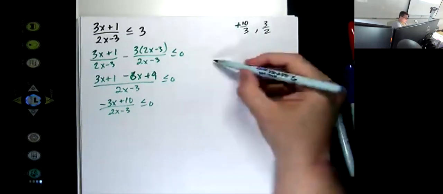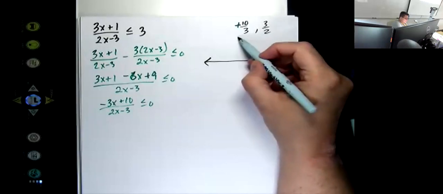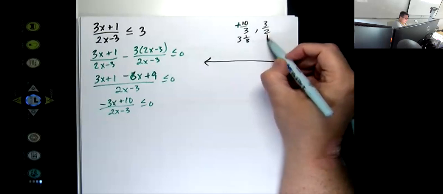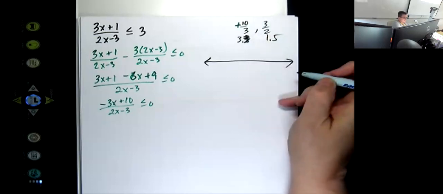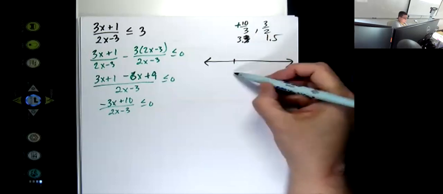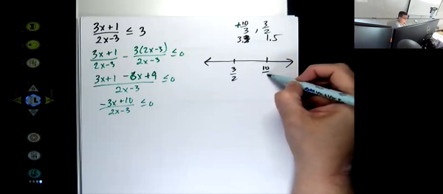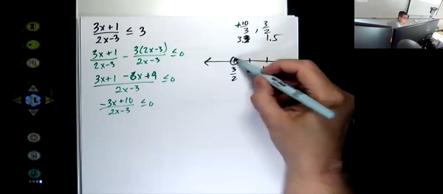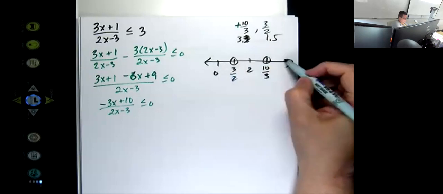So now check the number line for them. 10 over 3 is 3 1/3, and 3 over 2 is 1.5. So this is like 3.3. Two is a good choice for the middle of them. 0 over here, and 5 over there.